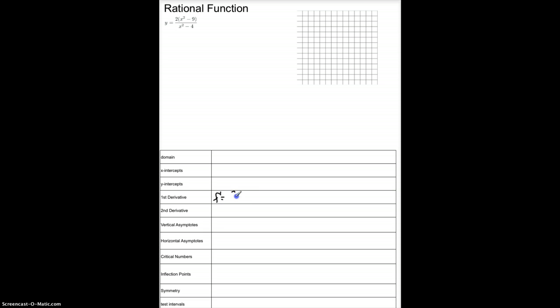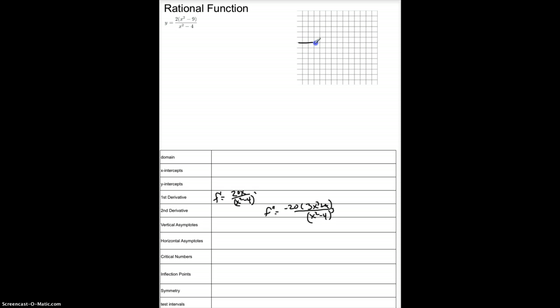F prime is 20x divided by x squared minus 4 squared. And I'm going to give you the second derivative as well. This is very straightforward to find, and then we'll start the analysis. It's 20 times 3x cubed plus 4, divided by x squared minus 4 cubed. What order you do these in isn't incredibly important.